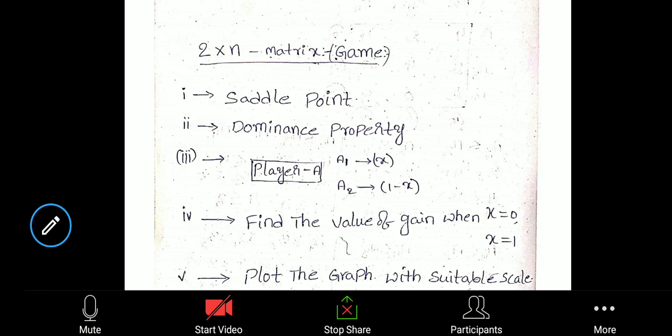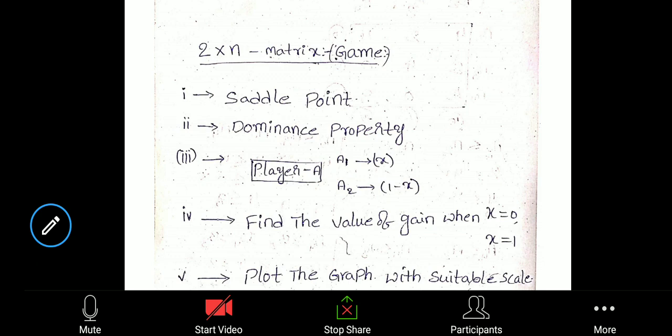apply the dominance principle. By using the dominance principle, we will try to reduce the number of columns in this particular case. Why? Because 2 rows will be given and n number of columns. So we need to reduce the n number of columns into 2 columns here. For that we are applying the dominance principle.